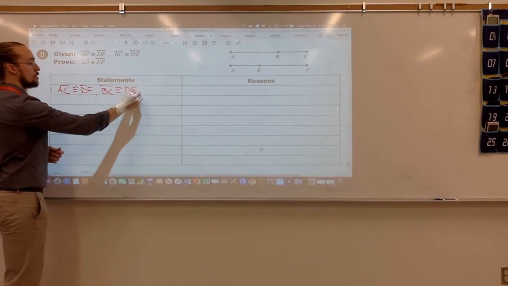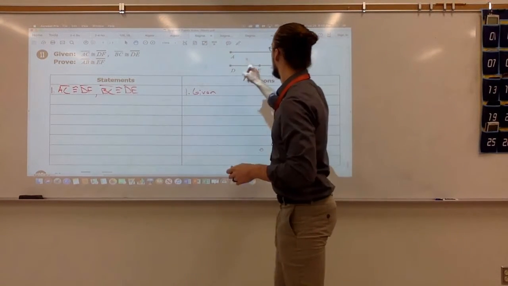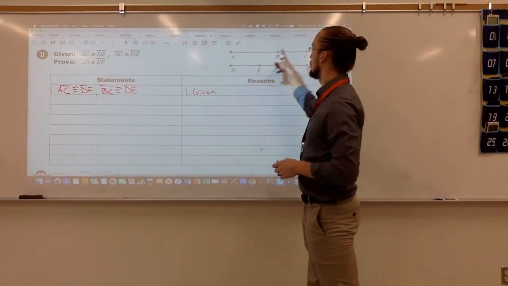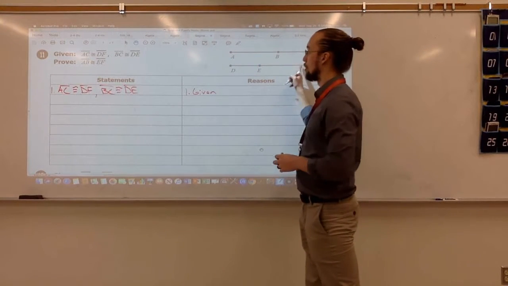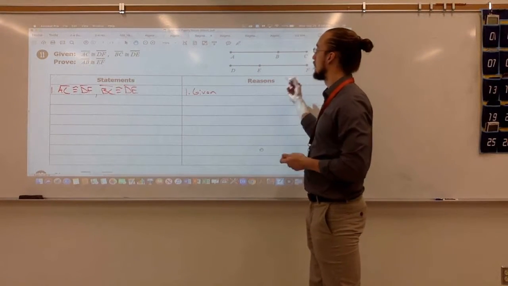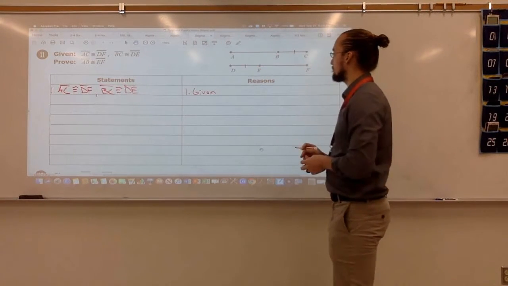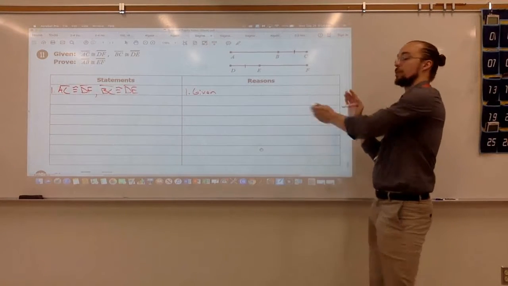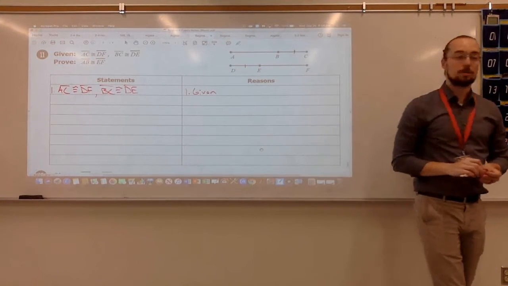AC is congruent to DF. Given, so we've got AC. I guess that's kind of hard to mark in the diagram, right? Saying the whole thing is congruent to the whole thing. But then we also know BC is congruent to DE. So I know the entire lengths are equal, and I know that these two lengths are equal.